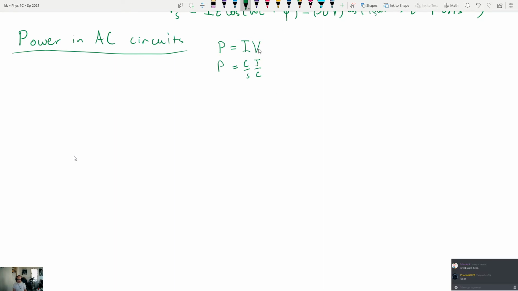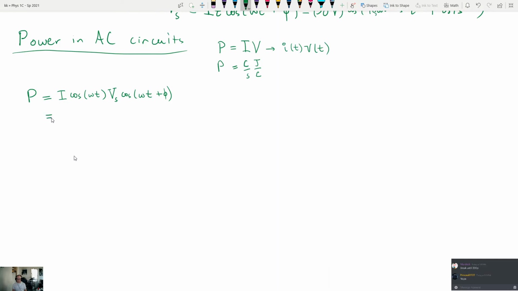So if we want to apply this to AC circuits, then we're basically going to have to change this to I as a function of time multiplied by V as a function of time. Now, if we do that, the power is going to be equal to I of t, which we said we could write as the maximum current flowing through our circuit multiplied by the cosine of omega t. And then for the voltage, it was Vs multiplied by the cosine of omega t plus whatever the phase angle happens to be. Keeping in mind that the phase angle could be positive or negative, I'm just going to write it as plus phi right here, and we'll say in general, plus or minus.